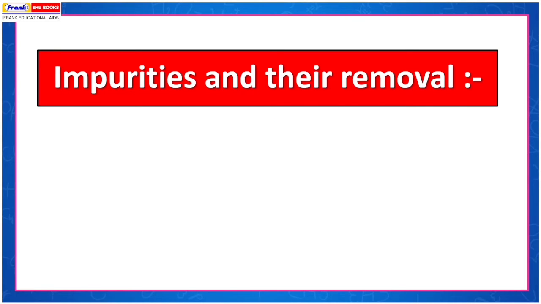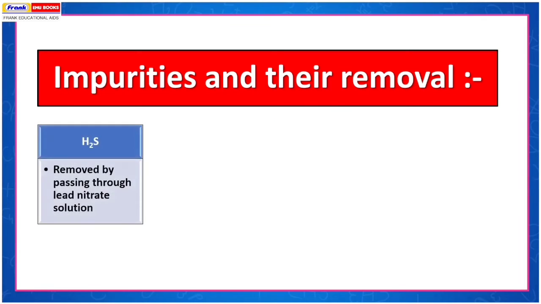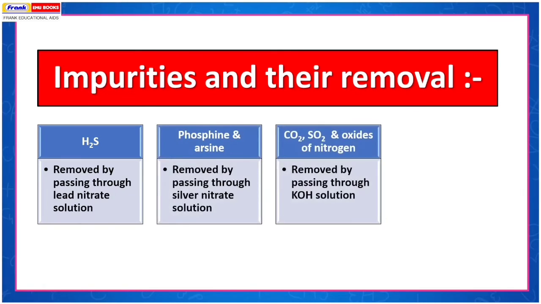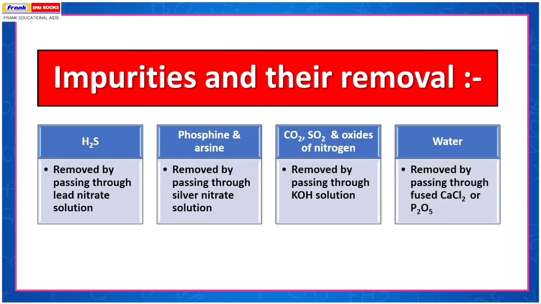Impurities and their removal. H2S is removed by passing through lead nitrate solution. Phosphine and arsine are removed by passing through silver nitrate solution. Carbon dioxide, sulfur dioxide, and oxides of nitrogen are removed by passing through KOH solution. Water is removed by passing through fused CaCl2 or P2O5.